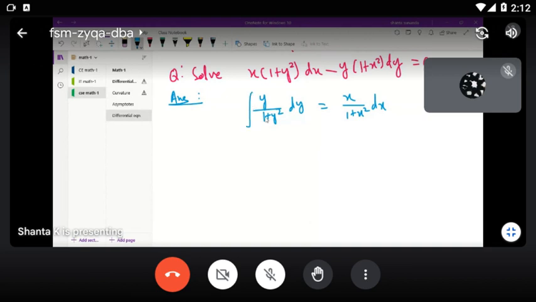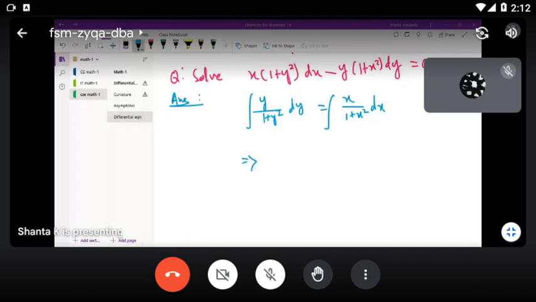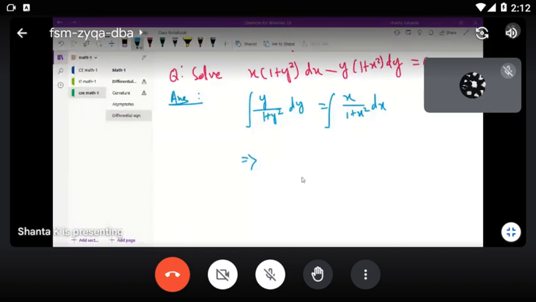So if you integrate, what will you get? Half into log of (1 plus y square) by 2, okay: log (1 plus y square) equals log (1 plus x square).